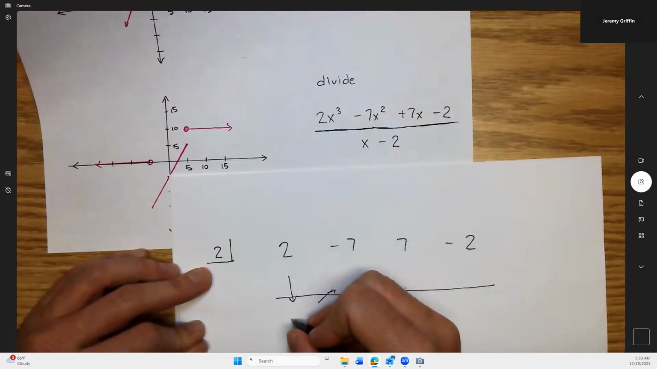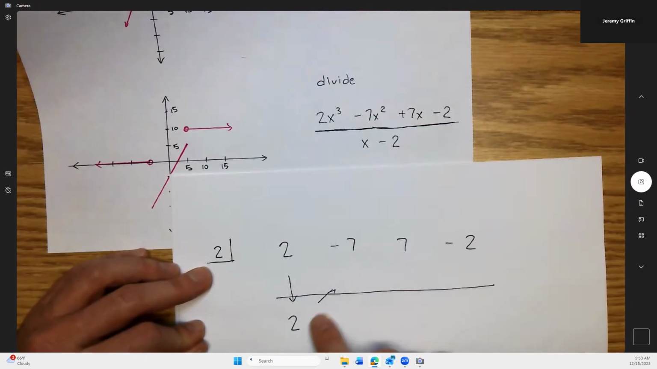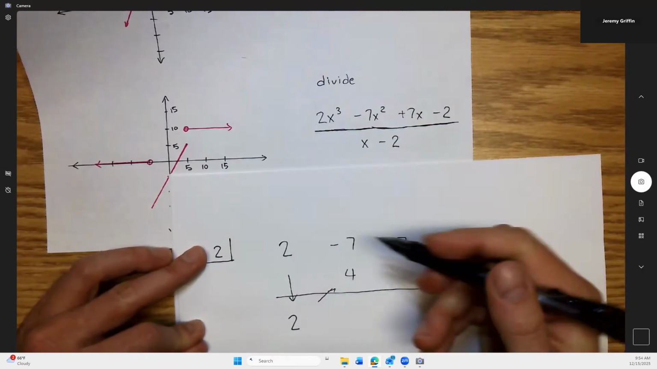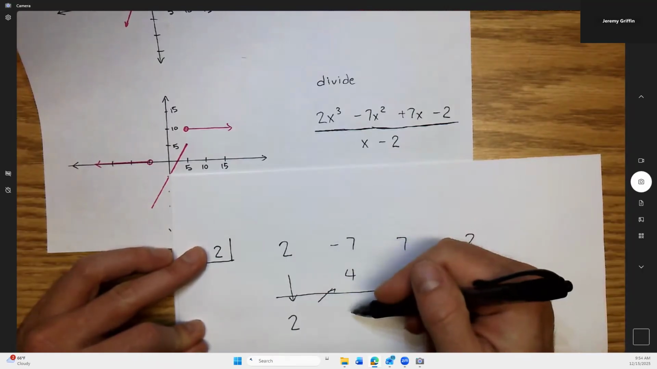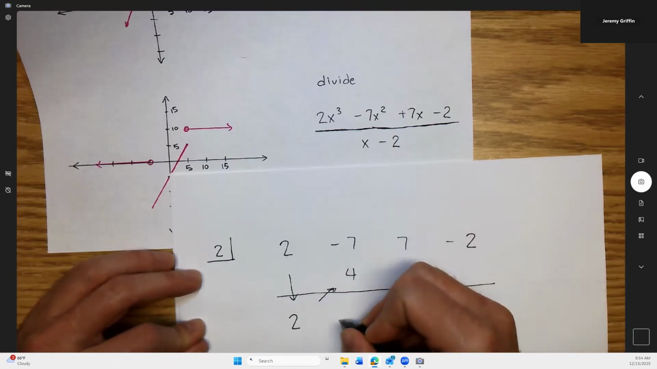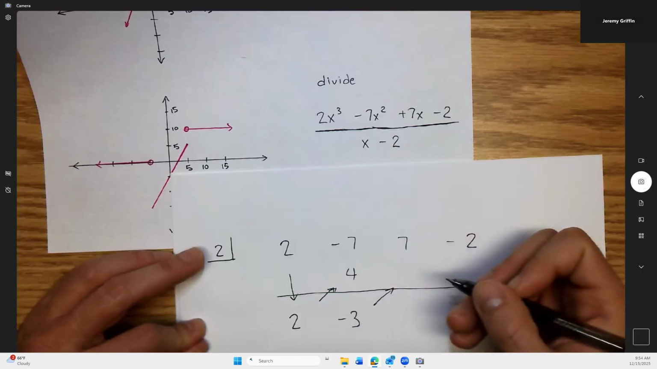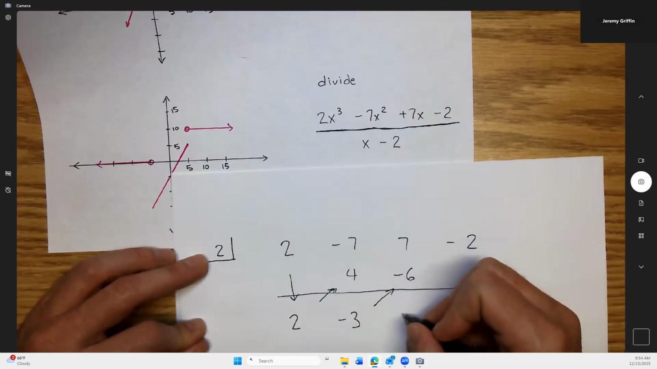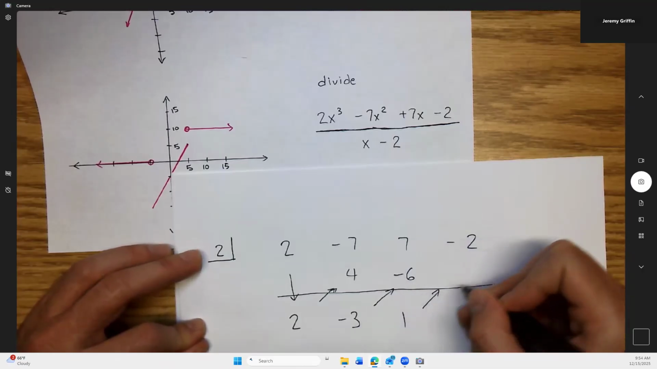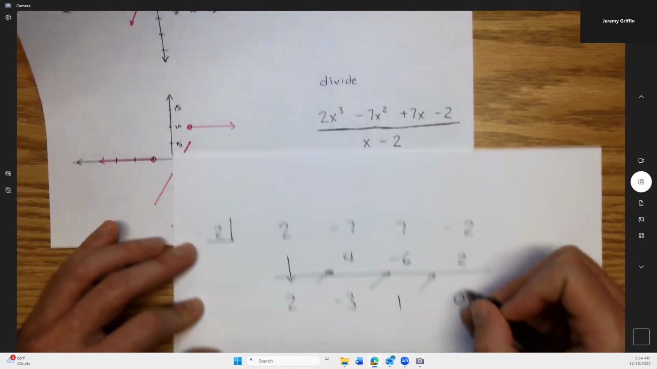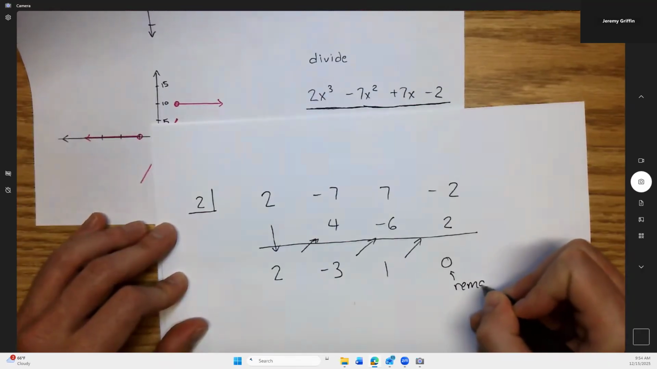So always drop down the first coefficient, in this case 2. Then you're going to multiply across by what? How about this 2 right here? 2 times 2 is 4. And then you add going down. Add the 4. So that gives you negative 3. Then multiply that by 2, you get negative 6. Add going down, you get 1. Then times 2 is 2. Add going down, you get 0, which represents the remainder.